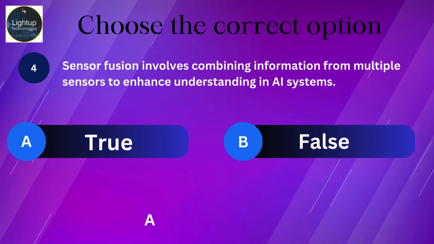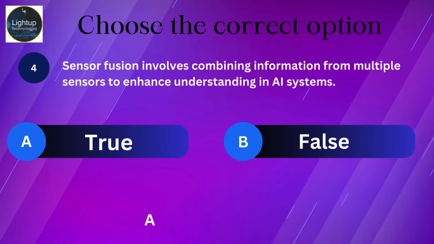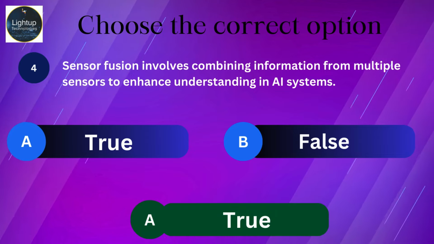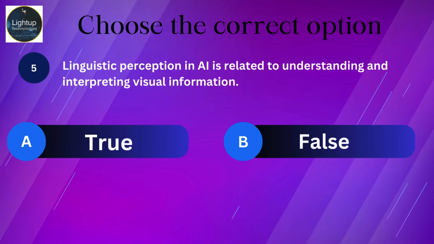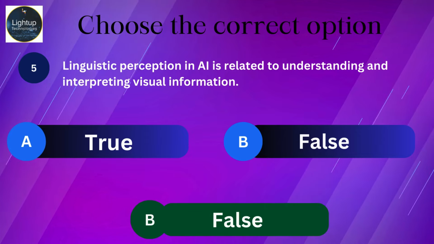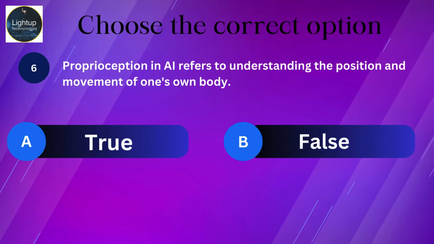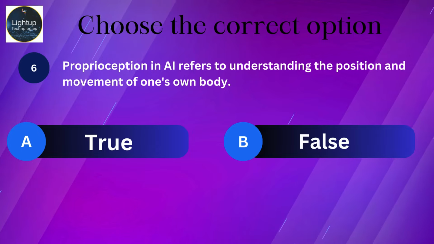Sensor fusion involves combining information from multiple sensors to enhance understanding in AI systems. Linguistic perception in AI is related to understanding and interpreting visual information. Proprioception in AI refers to understanding the position and movement of one's own body.